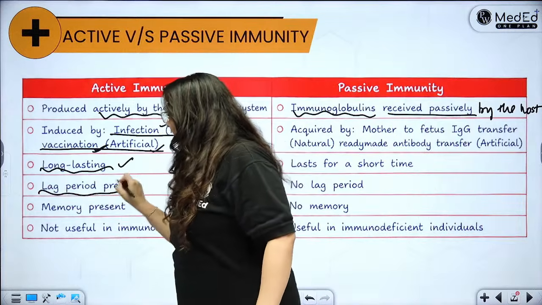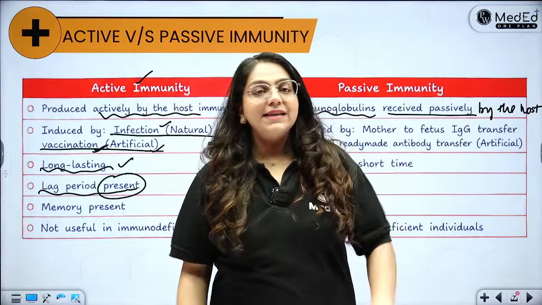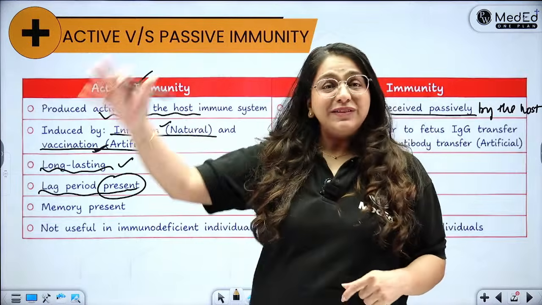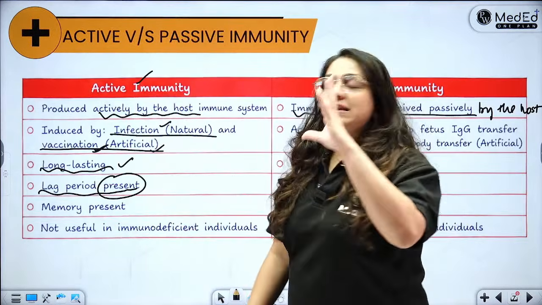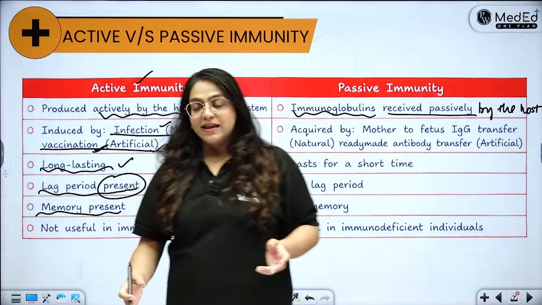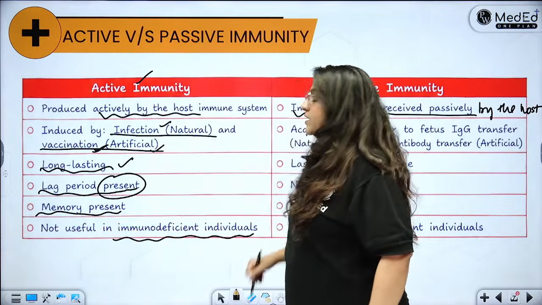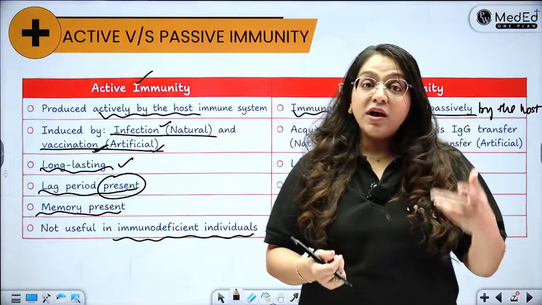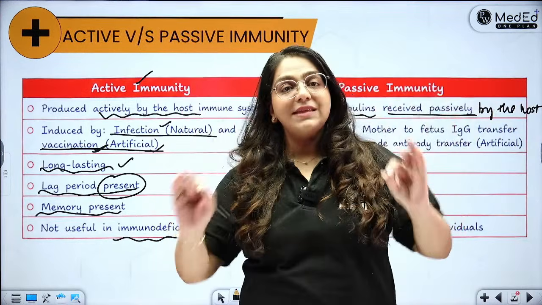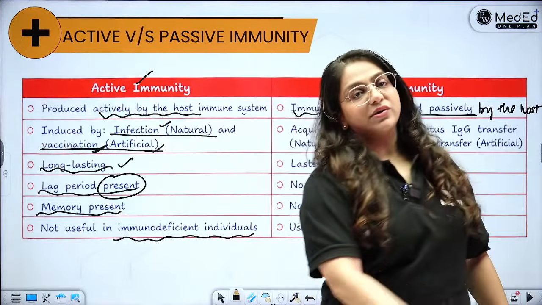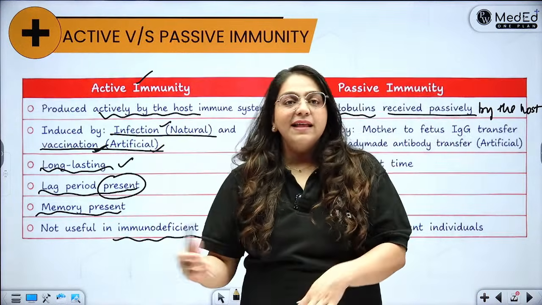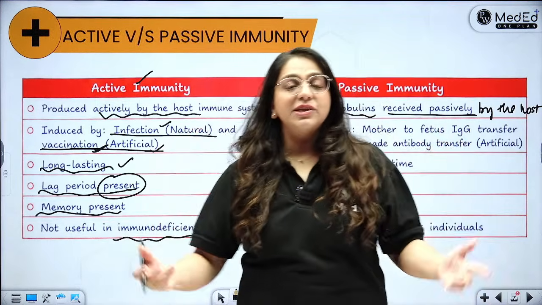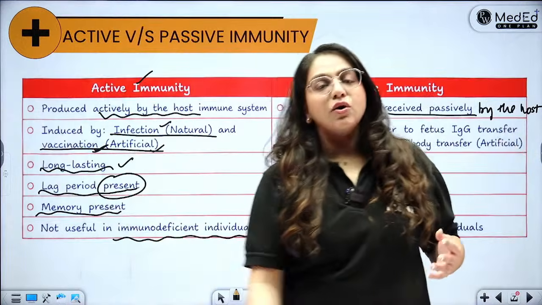Yes, of course, there is a lag period which is present in active immunity. Like I said, you get slapped for the first time, you'd glitch for a bit. You take some time to get activated. So all of this process is taking time. So there is lag. Of course, memory is present here, and it is not useful in immunodeficient individuals. Why? Because the immunodeficient individuals are immunodeficient because of a problem in any one step; they are not able to carry out this whole process. Either they don't have B cells, or they don't have T cells, or there is some cytokine or receptor deficiency. So all in all, this whole process they are not able to do.